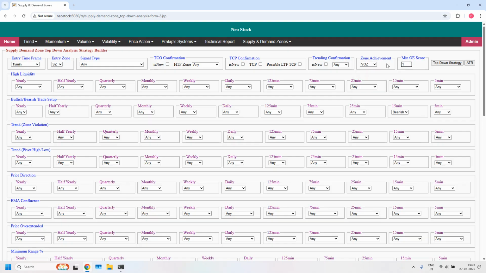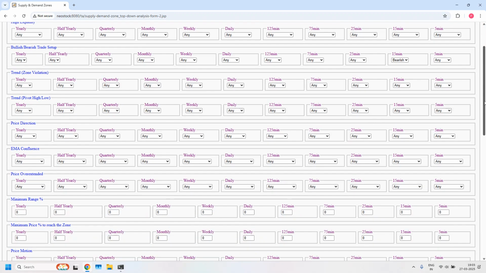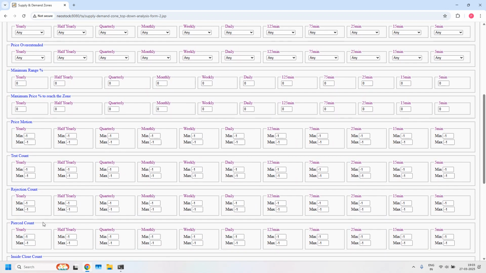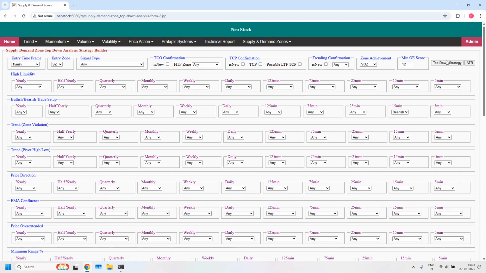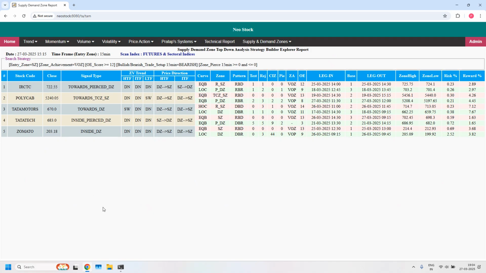Minimum odd enhancer score 12. And the 15 minute supply zone should not be pierced. So in the pierced count at 15 minutes, selecting minimum value 0, maximum value 0. So with these filters, we got 5 stocks. All these 5 stocks are supporting bearish trade setup for daily income trade.